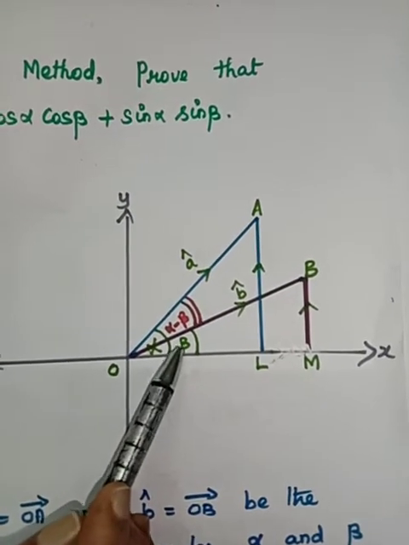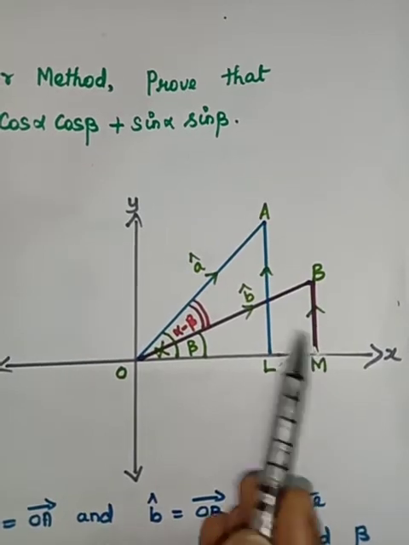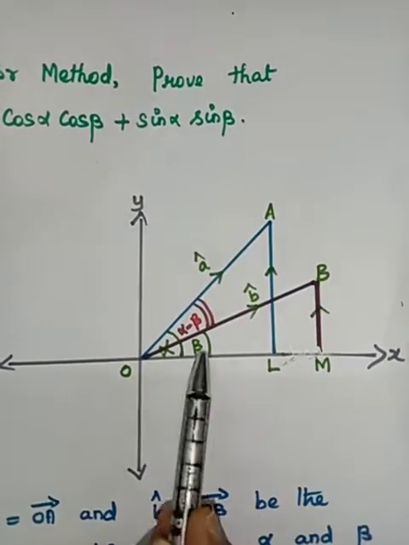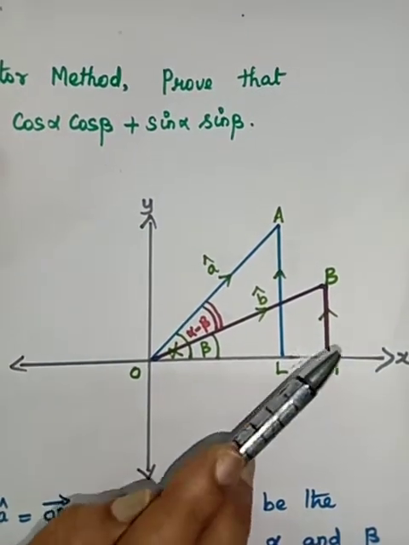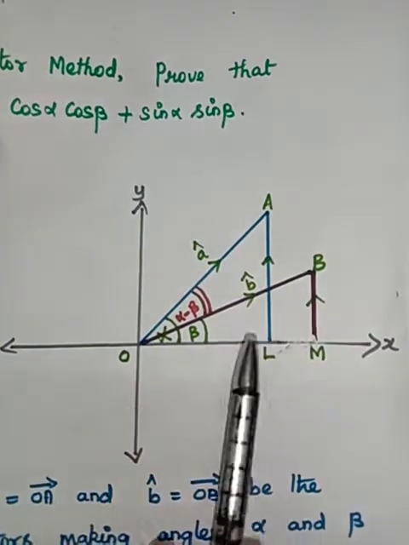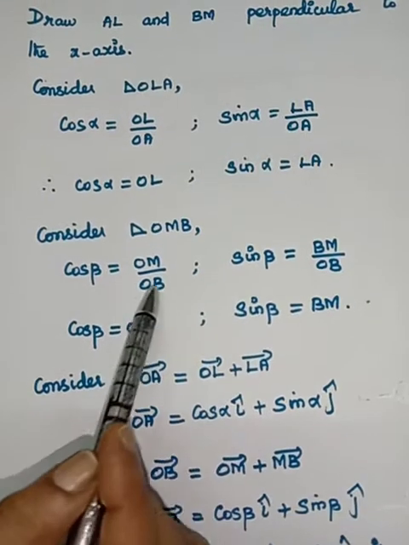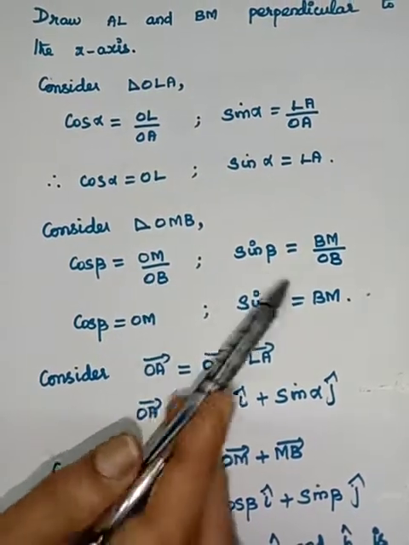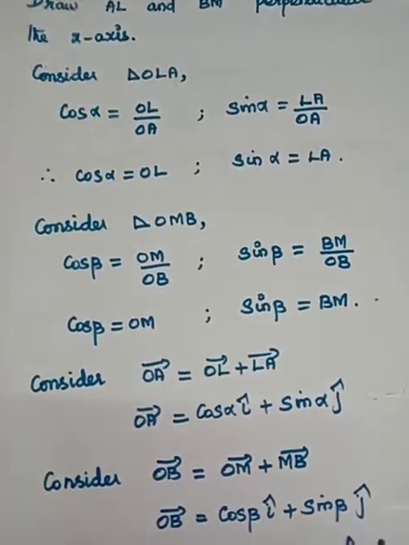Here the angle made is beta. So cos beta is equal to OM by OB. You know, this is the adjacent side, this is the hypotenuse. Sin beta is what? Opposite side, that is MB or BM, divided by OB. Here I have written cos beta and sin beta. Here also OB has length 1. So cos beta and sin beta you have found.